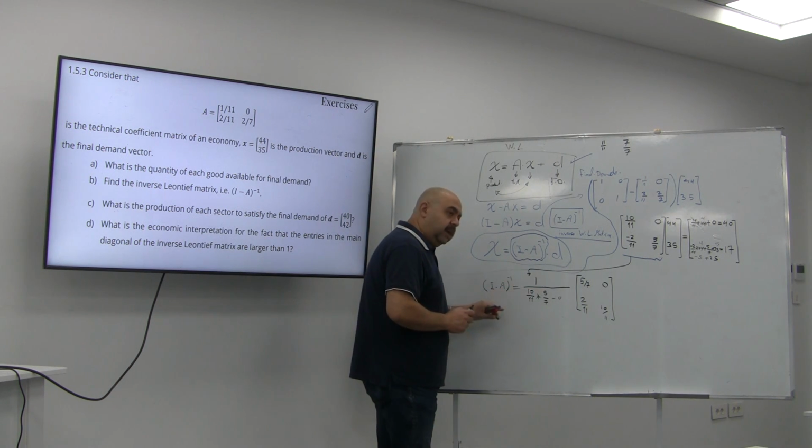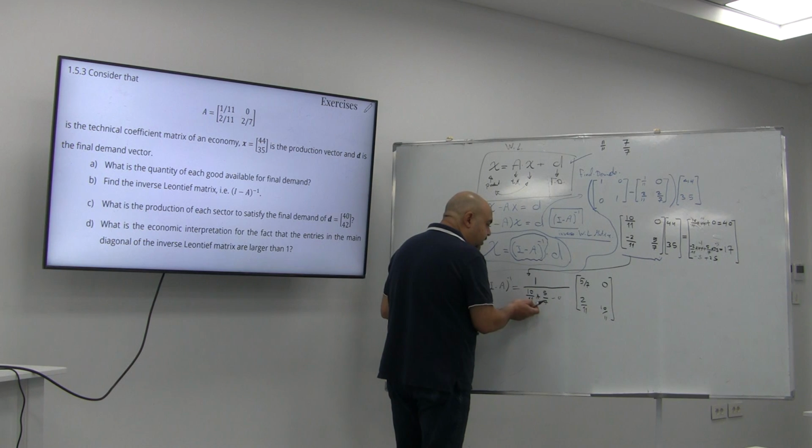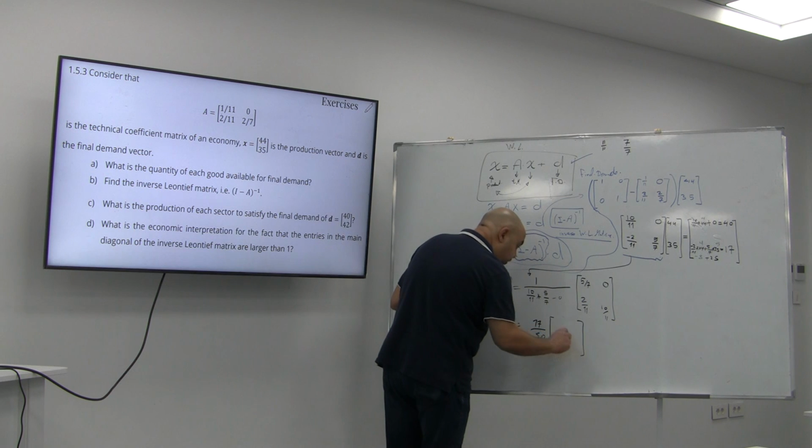5 times 10 is gonna be 50. 7 times 11 is gonna be 77. You know that the denominator of a denominator is a numerator. So this value, actually, is gonna be 77 over 50. Do you agree with that? Is it okay with you?